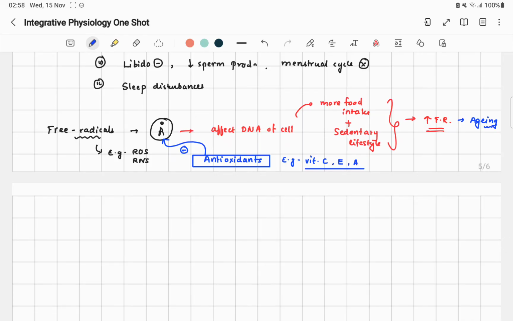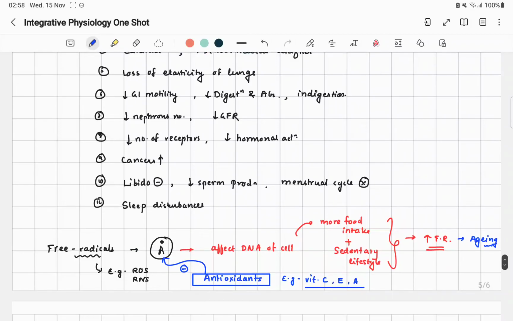So how can you delay the aging process? You can delay the aging process by a healthy lifestyle, like good diet and adequate physical activity. You should not consume any tobacco, alcohol, or drugs. Sleep adequately. Stay away from different types of addictions. By this you can delay your aging process.